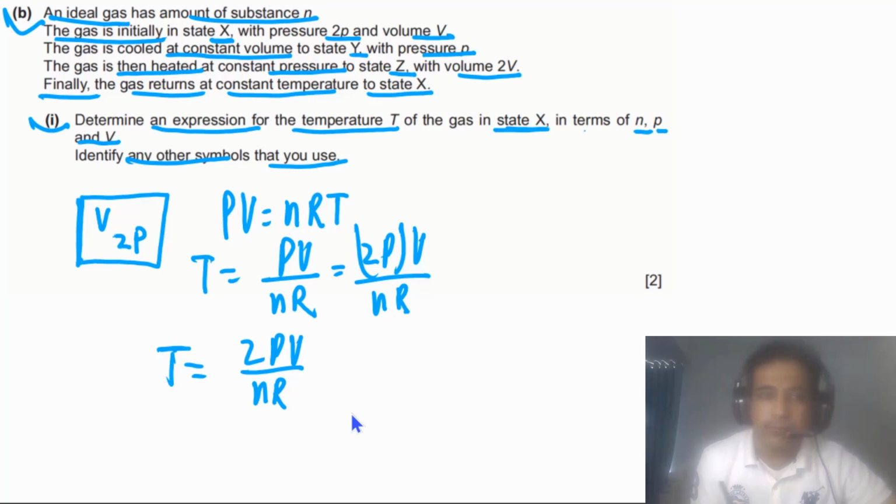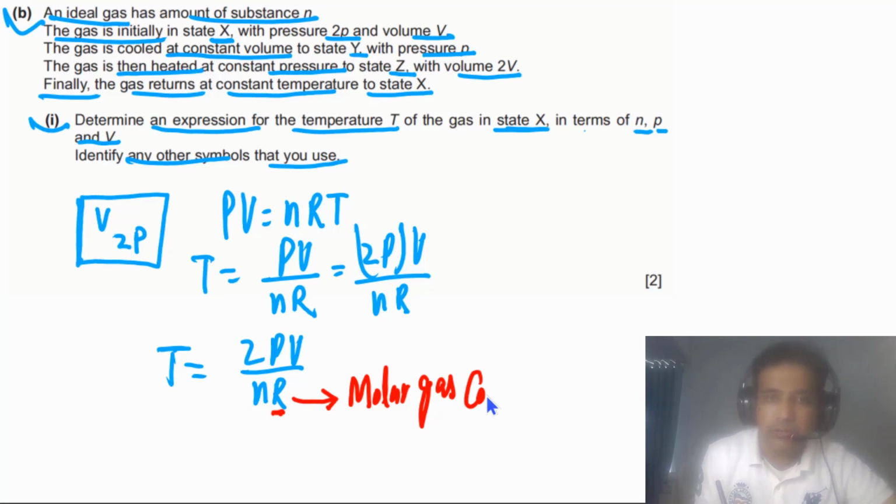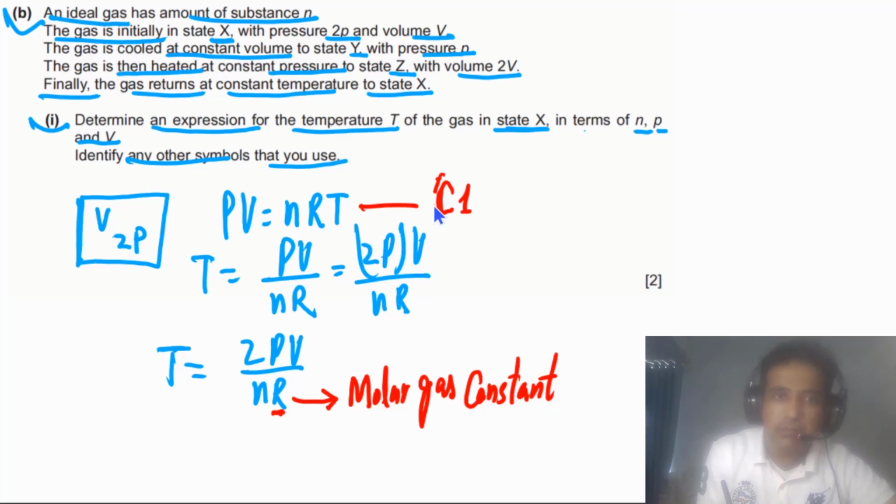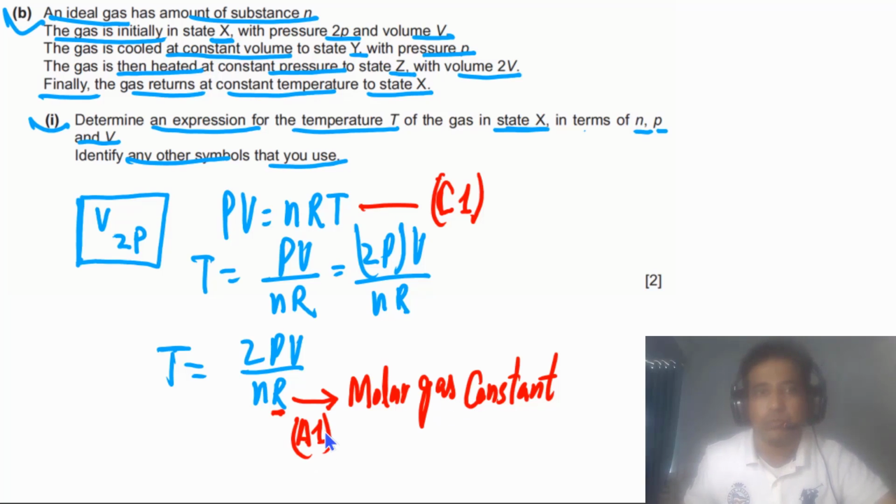But in this case we have used this constant R, so we need to state what R is. R is the molar gas constant, so you have to write down that this is the molar gas constant. If you have written this equation, you will get 1 mark, and this one is a C mark. And if you have got the right answer and you have written molar gas constant, you will get another mark, and this is an A mark. If your answer is correct, you will get 2 marks.